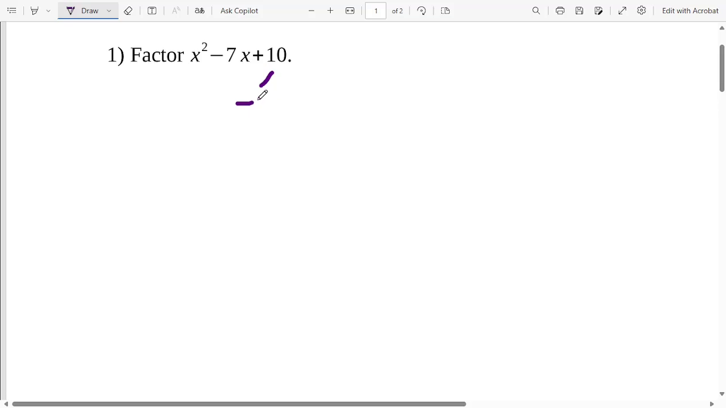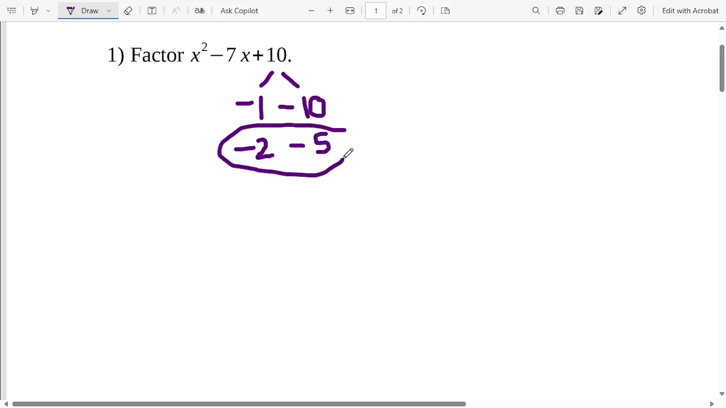So those are negative 1 and negative 10, and also negative 2 and negative 5. And we want the pair of factors that adds to negative 7. So I'm going to select negative 2 and negative 5, and I'm going to write this in factored form as x minus 2 times x minus 5.